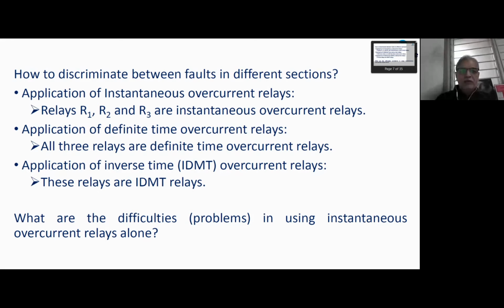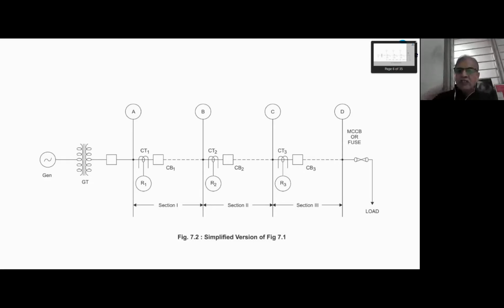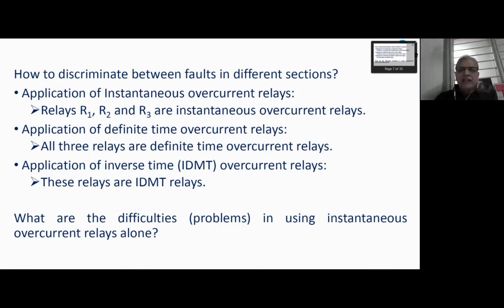And the third kind, so obviously in this case, all the 3 relays, R1, R2 and R3, are now definite time overcurrent relays. Third kind is the use of inverse time overcurrent relays, or usually we call IDMT, inverse definite minimum time overcurrent relays. And these relays are giving inverse characteristic. That is, the time of operation is inversely proportional to current. Lower the current, more is the time of operation. Higher the current, less is the time of operation. And exactly that is what we require, right?